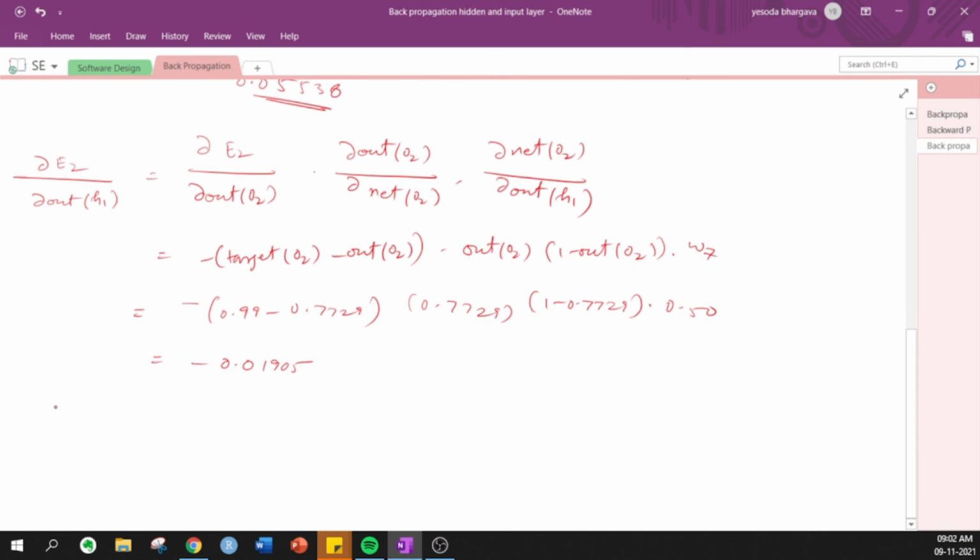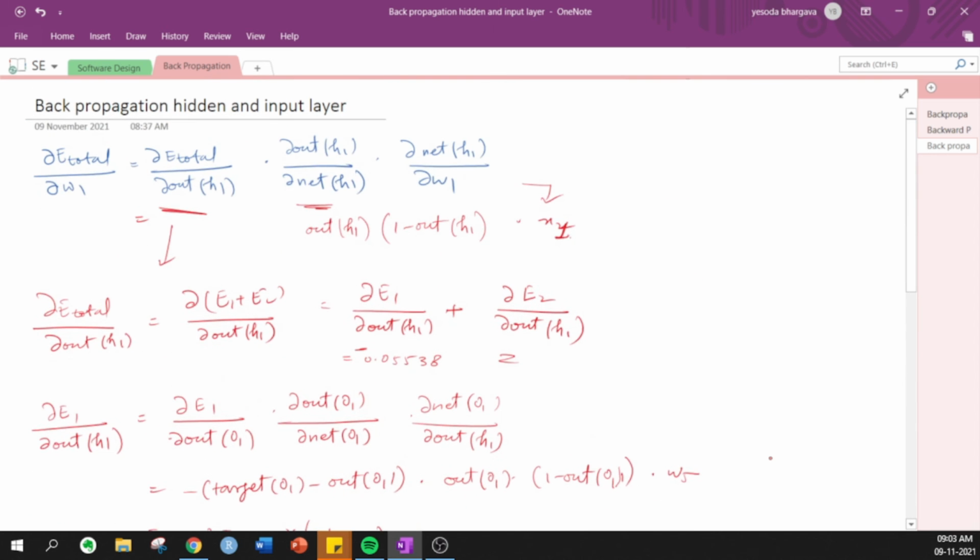So what we have found out here is that D is 1 upon the output of H1 plus the partial derivative of output with respect to output of H1, which is nothing but 0.05538 plus minus 0.01905, which is equal to 0.03633. So this particular term we have now computed, 0.036.